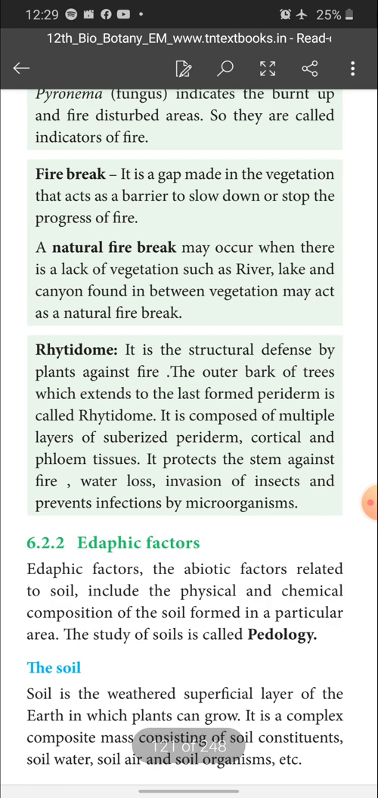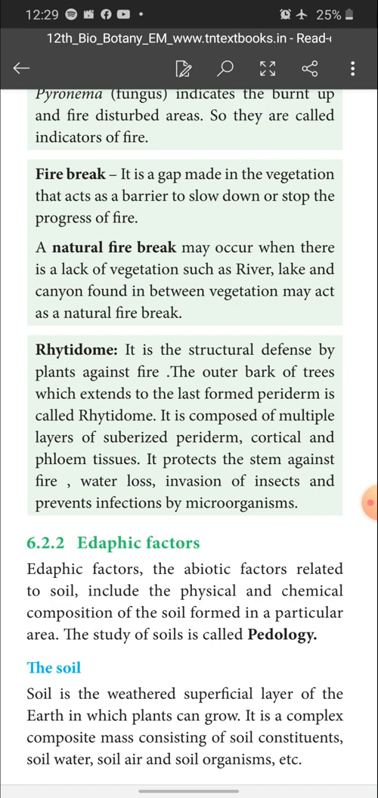Then rhytidome. It is a structural defense by plants against fire. The outer bark of trees, which extends to the last formed periderm, is called rhytidome. It is composed of multiple layers of suberized periderm, cortical and phloem tissues, etc. It protects the stem against fire, water loss, invasion of insects, and prevents infection by microorganisms.